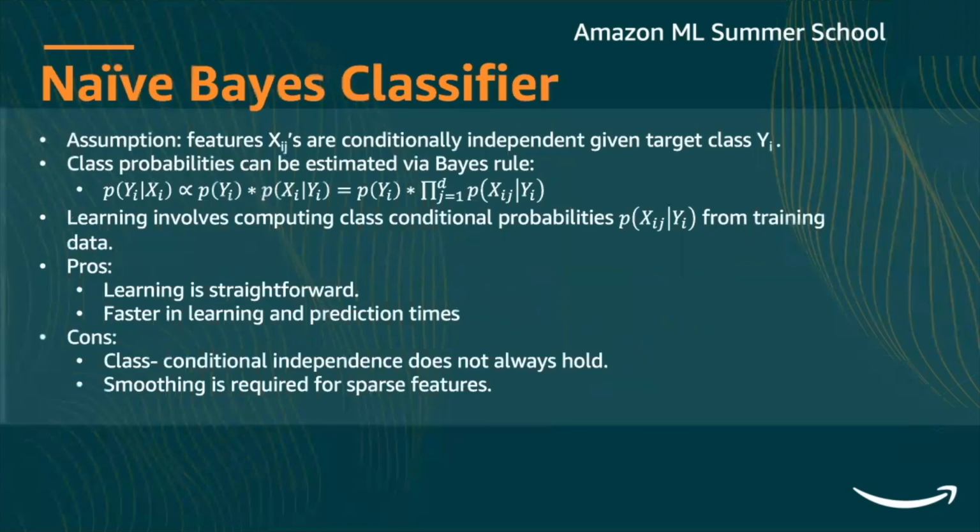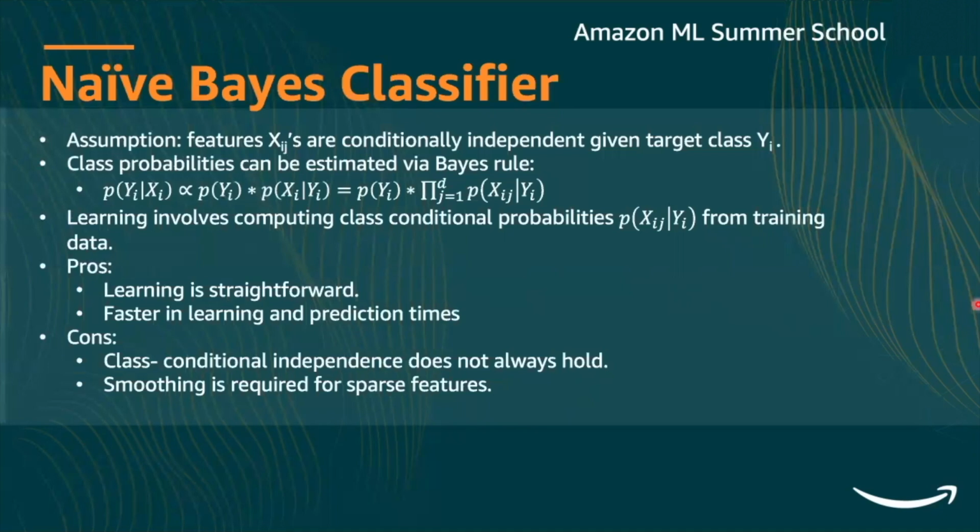Now, the naive Bayes classifier is a classification technique based on Bayes theorem, with the assumption that there is independence among the features. In simpler terms, a naive Bayes classifier assumes that the presence of a particular feature in a class is unrelated to the presence of any other feature. So that means the features are independent given the class.